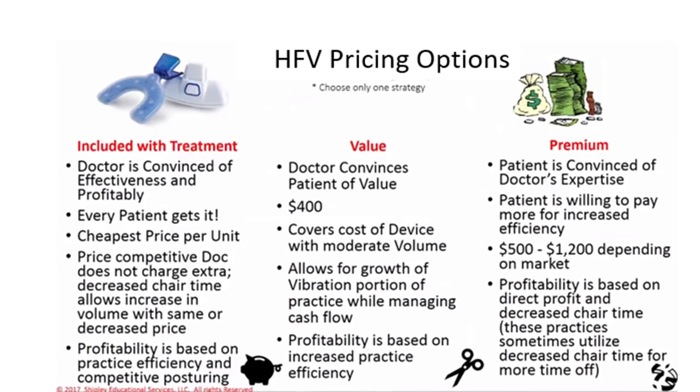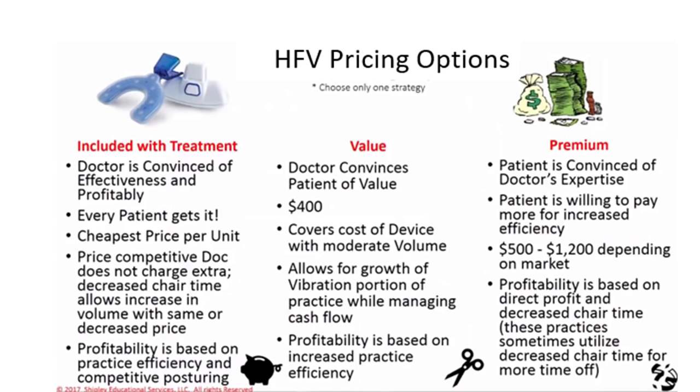And because every patient is getting it, you're going to be doing lots of Invisalign that way. You're going to be ordering lots of the V Pro 5. So because you're buying it in bulk, you're going to be able to get it at the cheapest price per unit. So that would be one of the advantages of doing it this way.